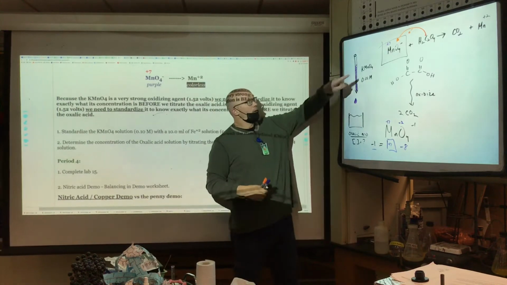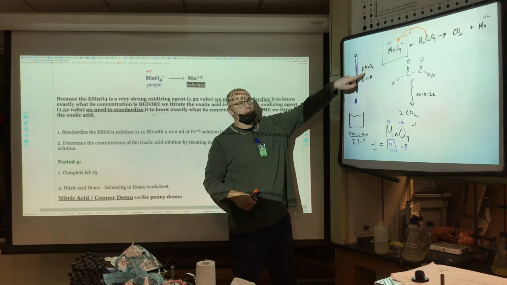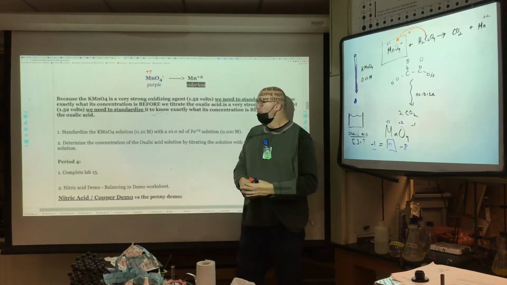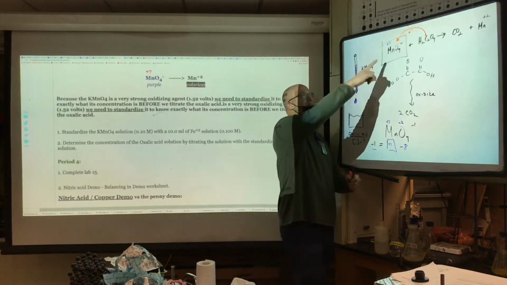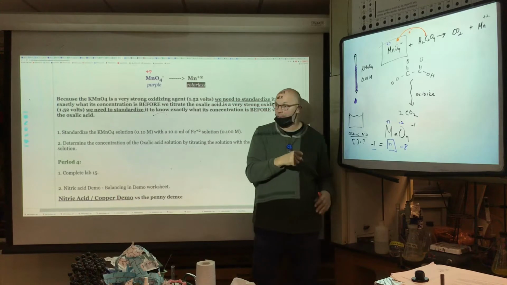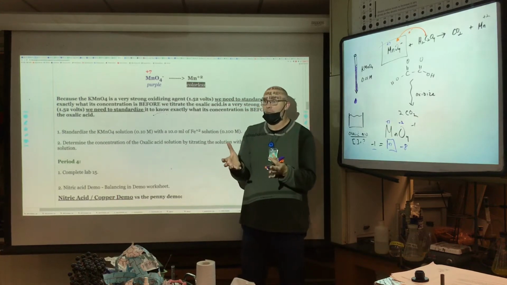When I pour or drop or titrate KMnO4 into the analyte, the oxalic acid, the MnO4, or the Mn specifically, is going to yank electrons from the oxalic acid. It's going to go clear, as if you had what?